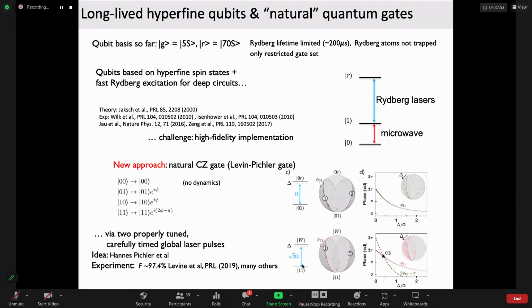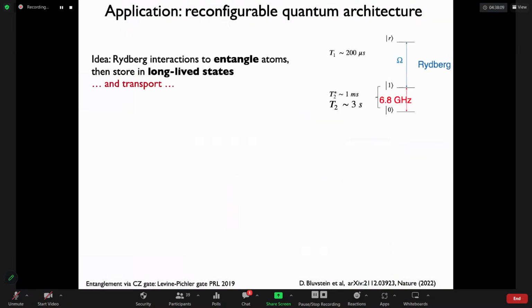And we implemented this scheme in our experiments literally the next day after they came up with this idea, and it worked quite well. It worked with a gate error of about 2.5%. And so immediately with this realization, we started experimenting with what we can do with them.